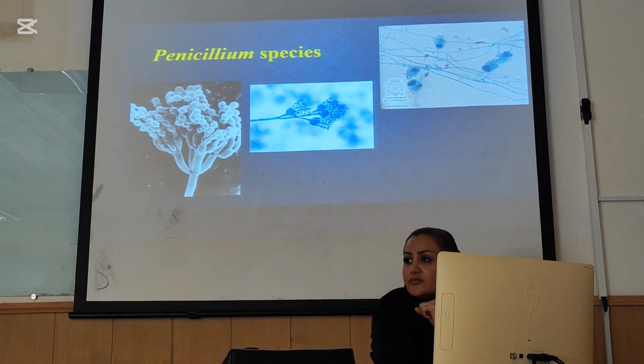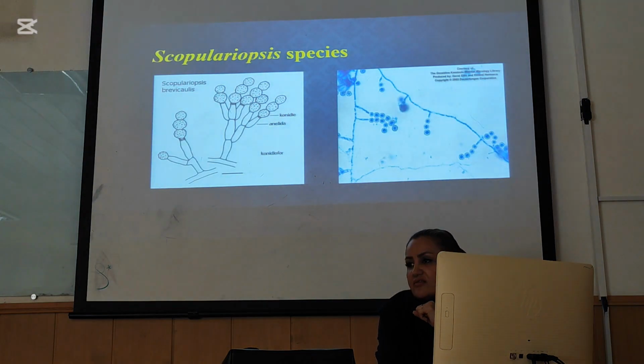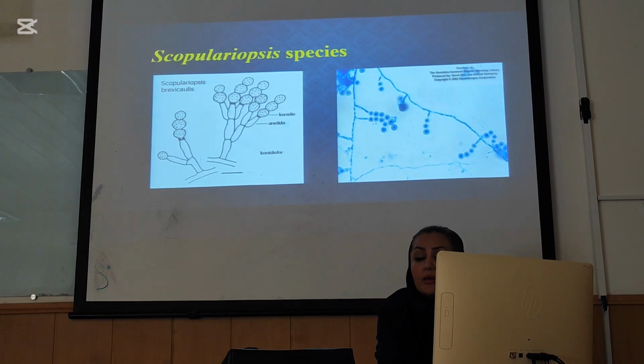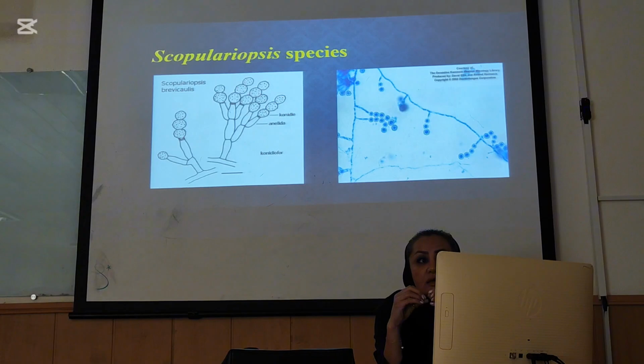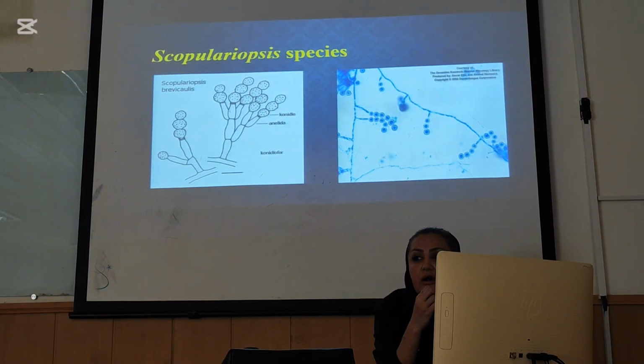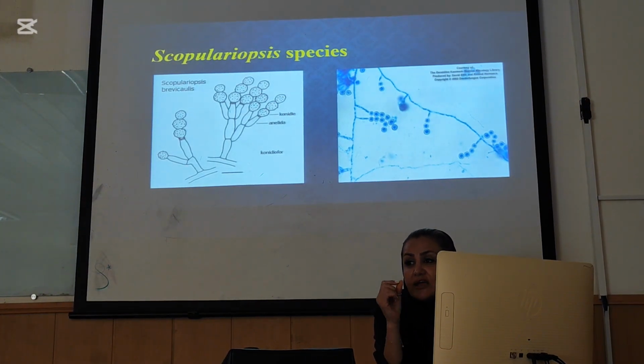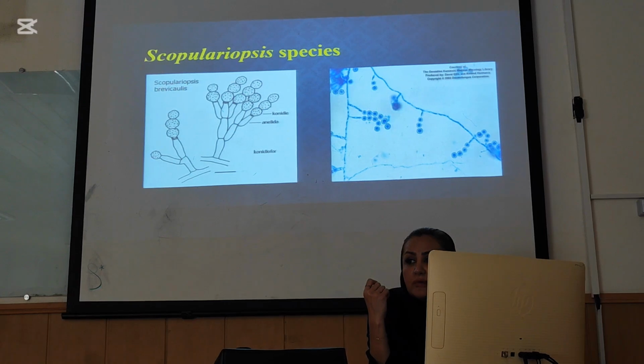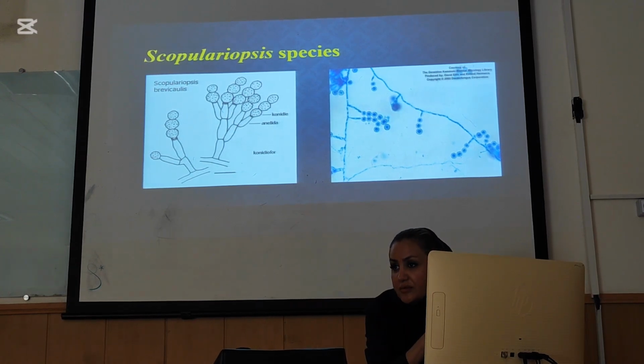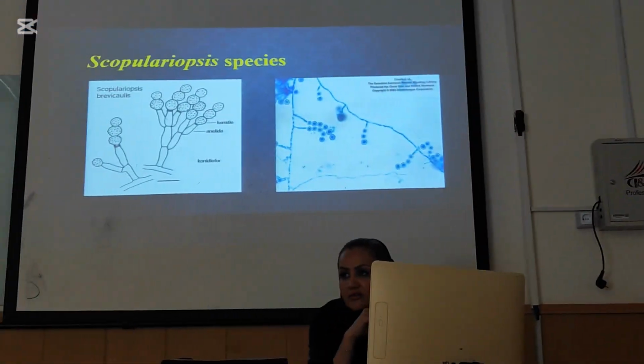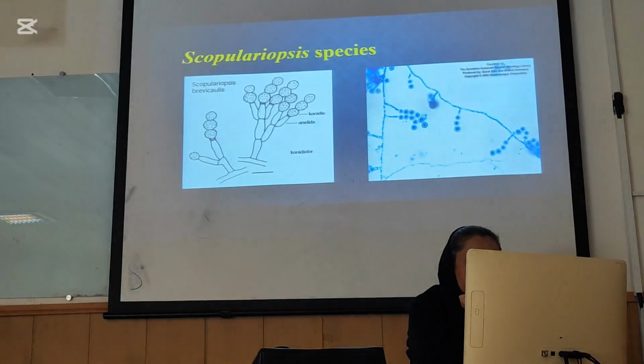Another saprophytic fungus that may be similar to penicillium is Scopulariopsis. Scopulariopsis is very similar to penicillium, but the conidia are very large and lemon-shaped, and around the conidia you can see an erased part. If you change the objective in the microscope and pay more attention, you can see the erased part around the conidia.